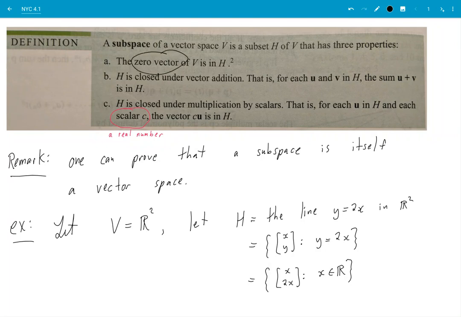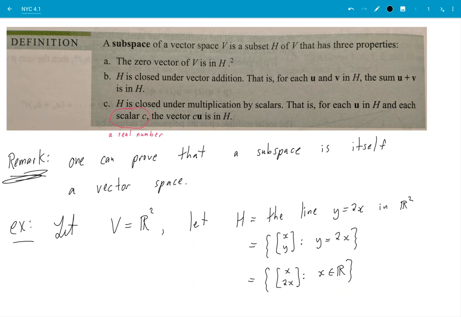You have to contain the zero vector. You have closure under addition and closure under scalar multiplication. These are the criteria. Just to remind you what a scalar is. So pause and copy if you haven't already. Everything here.